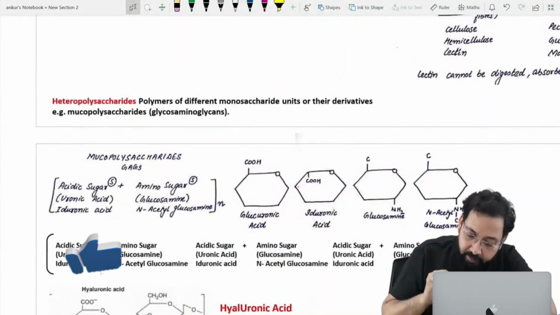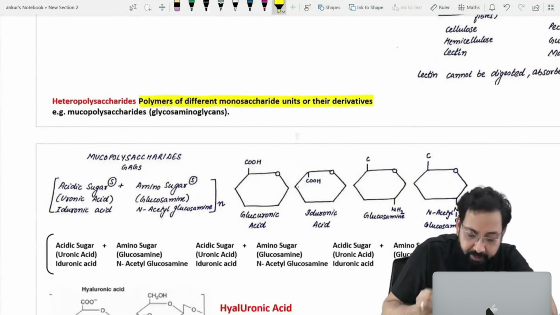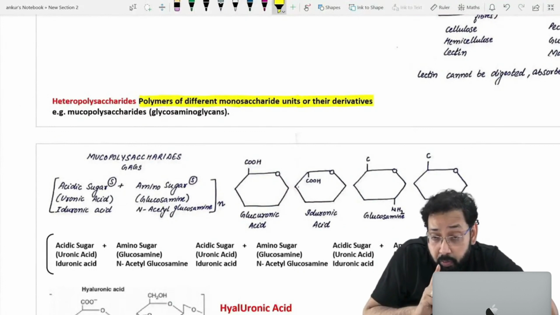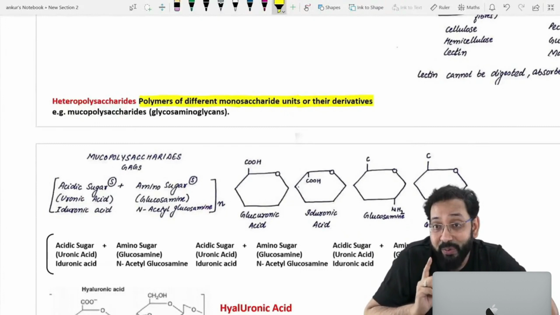Heteropolysaccharide, yes, are polymers of different monosaccharide units or their derivatives. Monosaccharide unit means it may be glucose, galactose. Derivatives means glucuronic acid and iduronic acid.